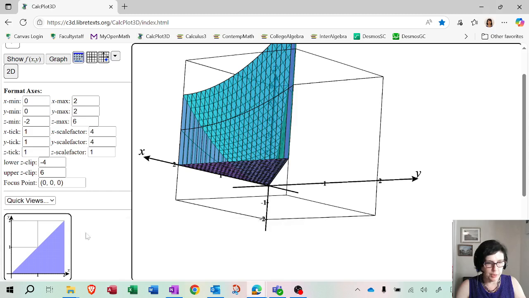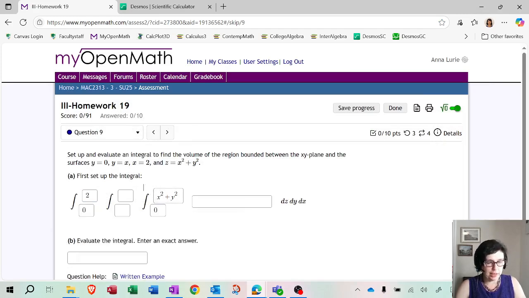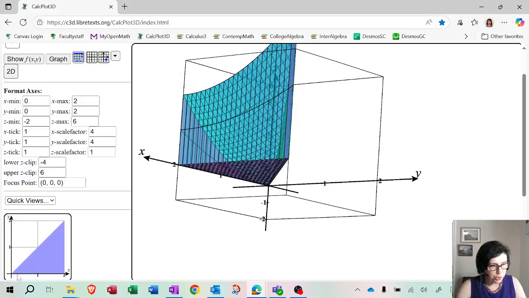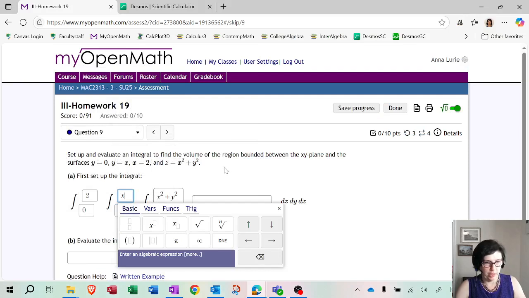How do we set up the limits over this triangle? Remember that the outside limits are extreme values of x, if you think about it as a type 1 region. So this is going to be 0 to 2. Those are the x limits, the outside limits. The inside ones are going to be from the bottom curve to the top curve. Now, what is the bottom curve? Let's look at this. The bottom curve is y equals 0, which is the x-axis, and the top is y equals x. So this should be 0 to x.